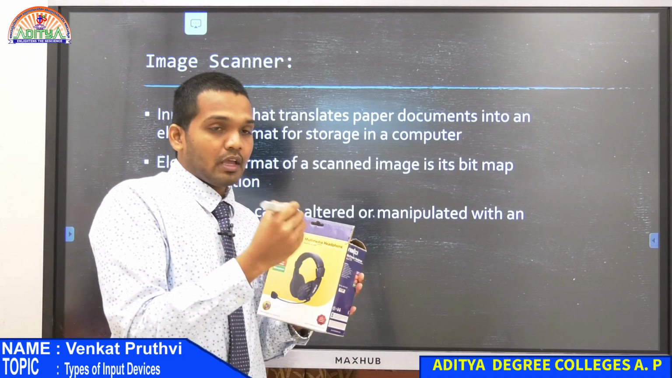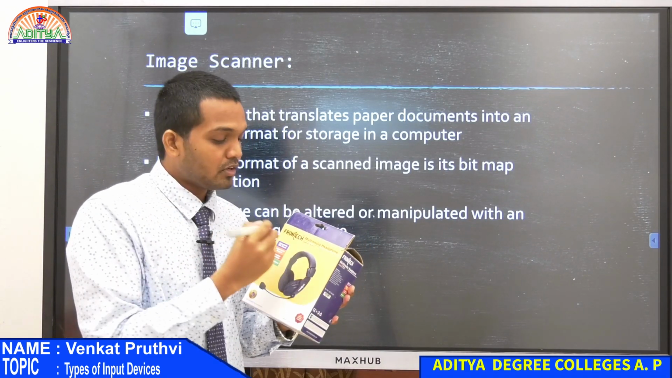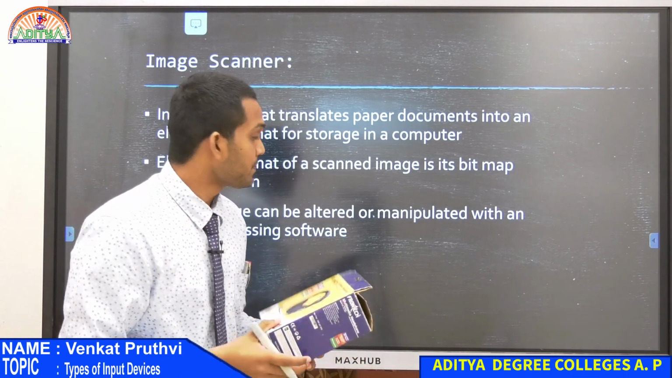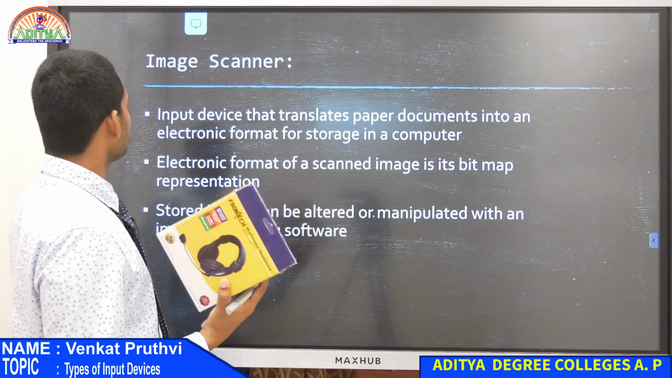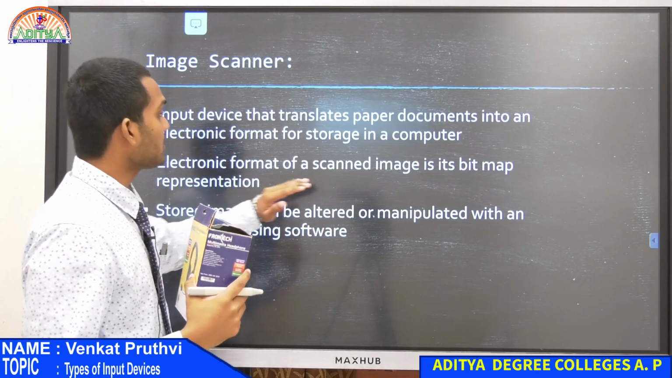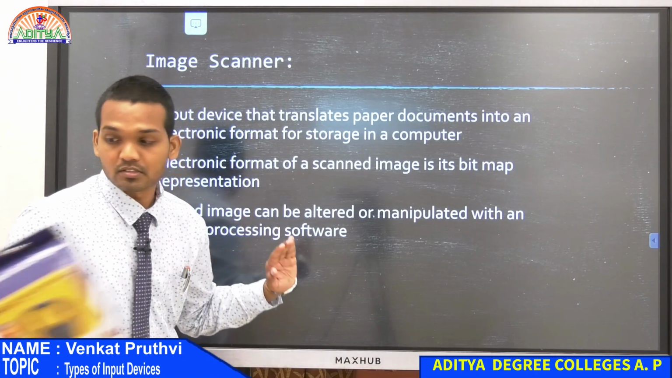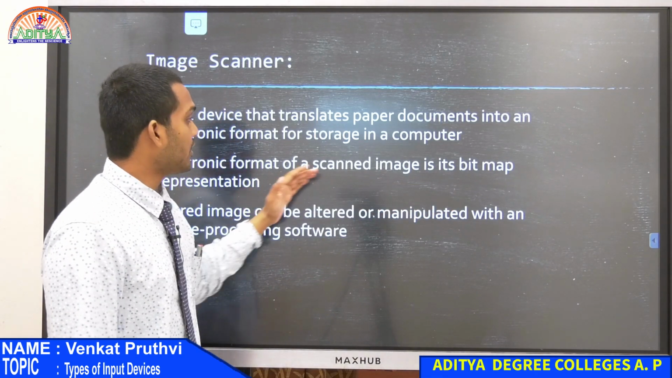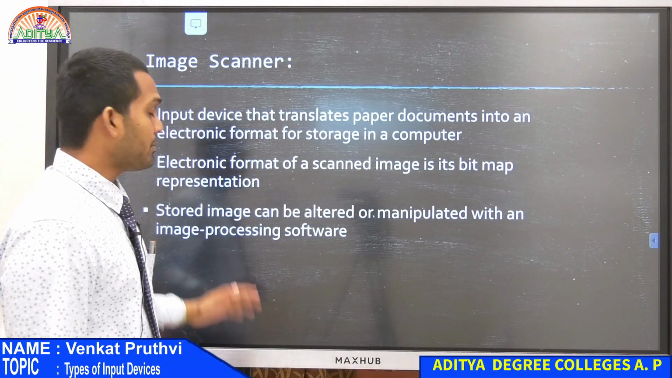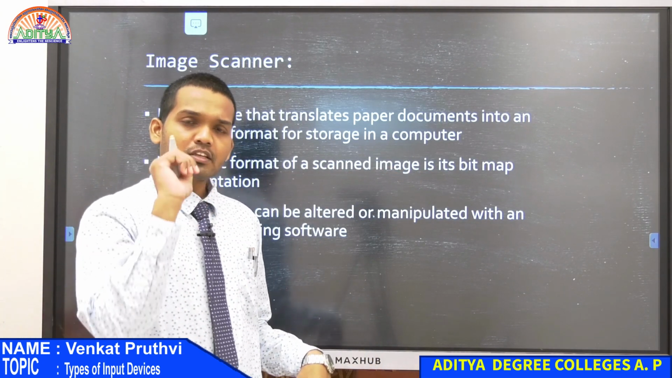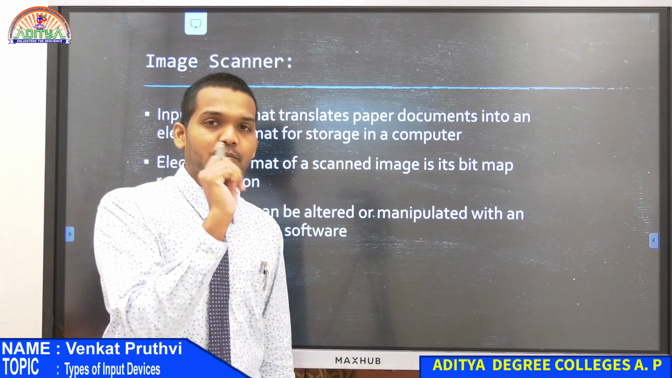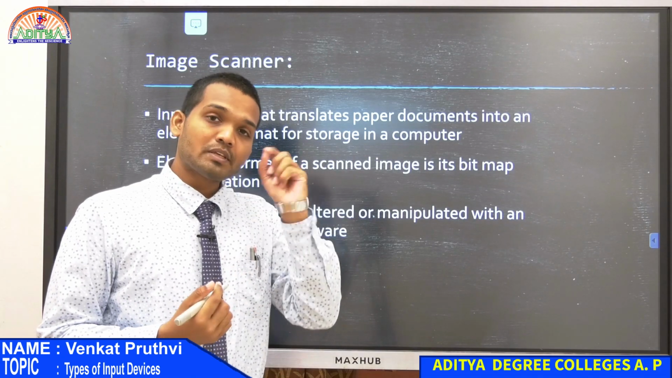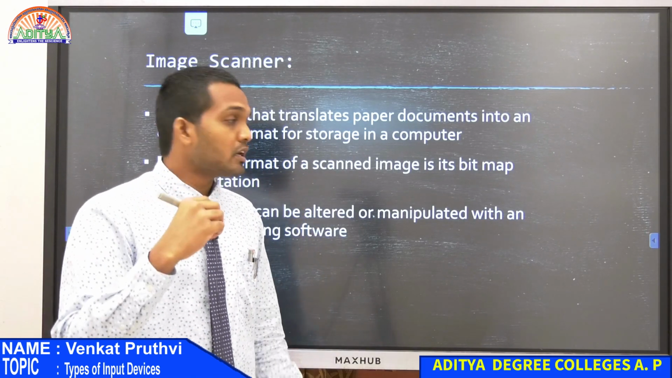So everything is measured in pixels, and you have to understand that these pixels are measured in dots per inch, DPI. Okay. So why was I telling you that? Because it is mentioned bitmap representation. I wanted you to understand this term, very important, because the electronic format of a scanned image is its bitmap representation. Every minute pixel that is available when it's scanning is actually stored in the form of bits.